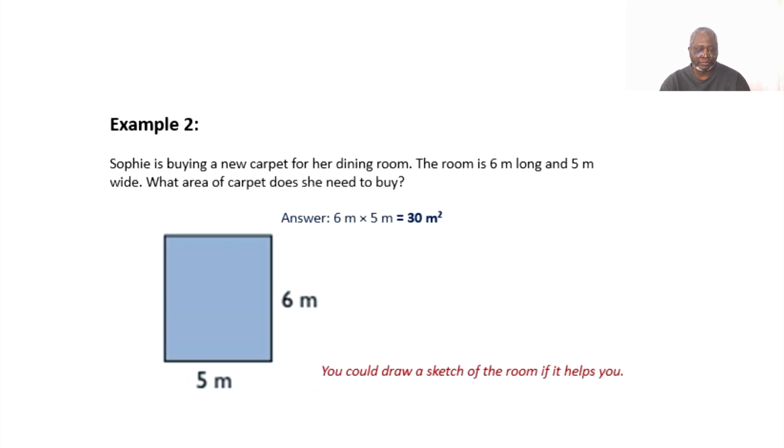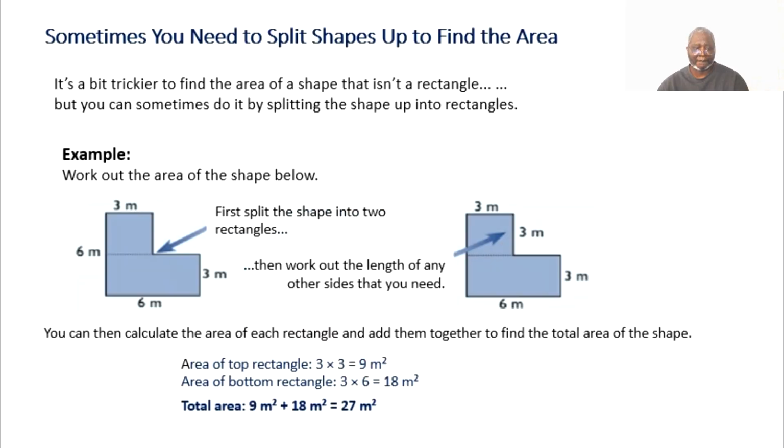Example 2. Sophie is buying a new carpet for her dining room. The room is 6 meters long and 5 meters wide. What area of carpet does she need to buy? The answer is 6 meters times 5 meters, which is equal to 30 meters squared. You could draw or sketch the room if it helps you. Always have your pen, your notebook, your calculator, your mathematical set when you're doing maths, because you never know when you're going to need them.